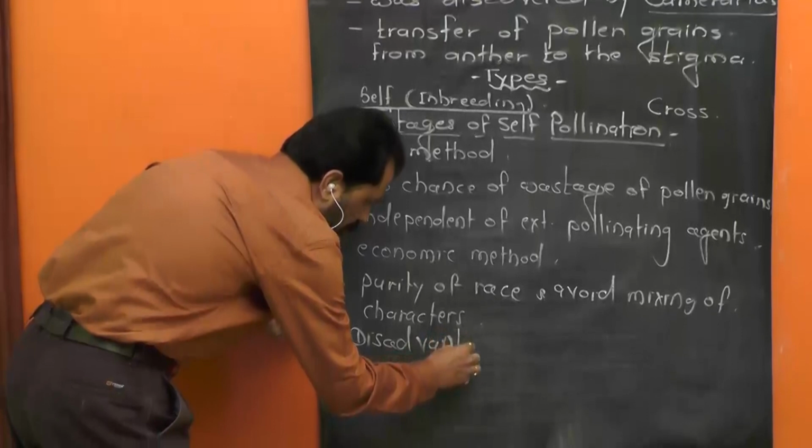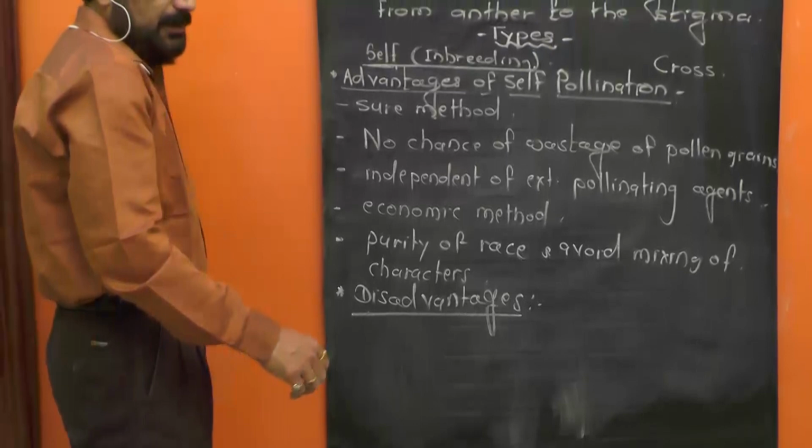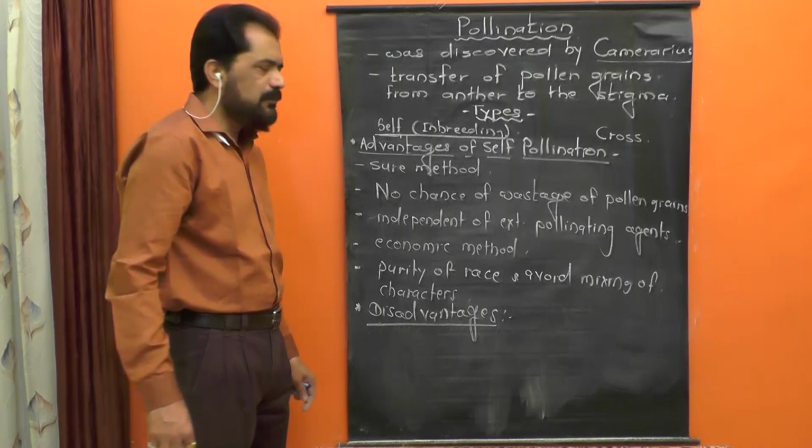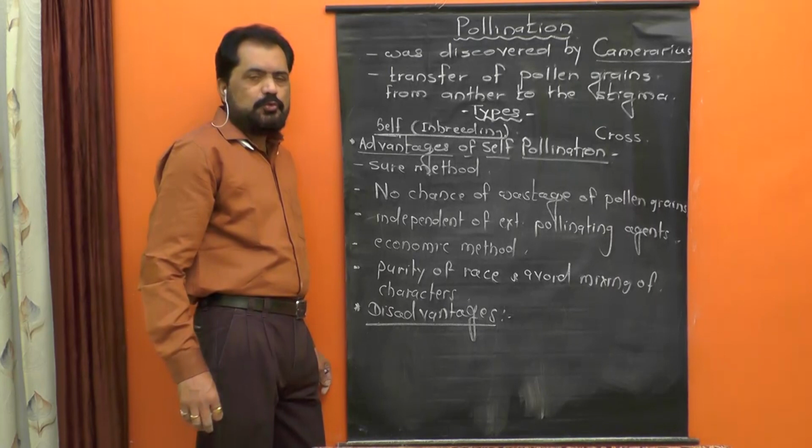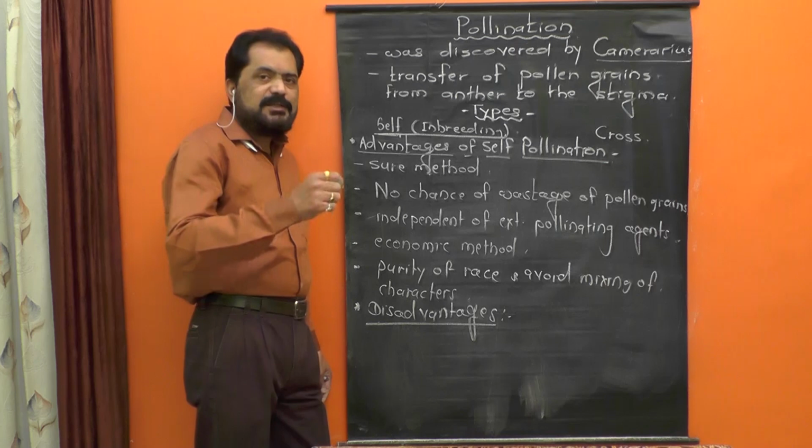Drawbacks are disadvantages. First and most important, due to repeated self-pollination, the progeny gets weaker after every generation.